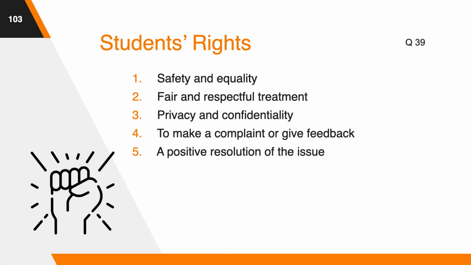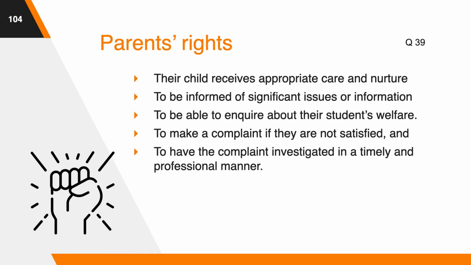So here are some student rights: safety and equality, fair and respectful treatment, privacy and confidentiality, to be able to make a complaint or to give feedback, to get some sort of positive resolution of an issue. Parents' rights include that their child receive appropriate care and nurture, to be informed of significant issues or information, to be able to inquire about their students' welfare, to be able to make a complaint, to be able to have the complaint investigated in a timely and professional manner.